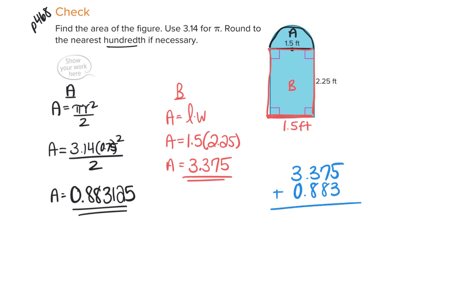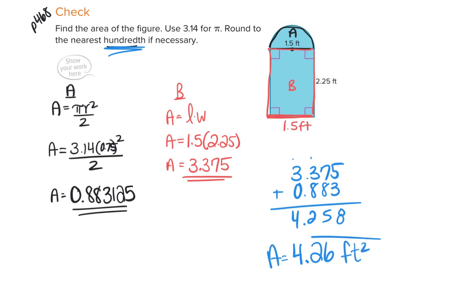Since our final answer will be rounded to the hundredths, I can go 8, 15, 12, and I get 4.258. Telling me now to round to the nearest hundredth is going to be 4.26 square feet for our final area. 4.26 square feet.